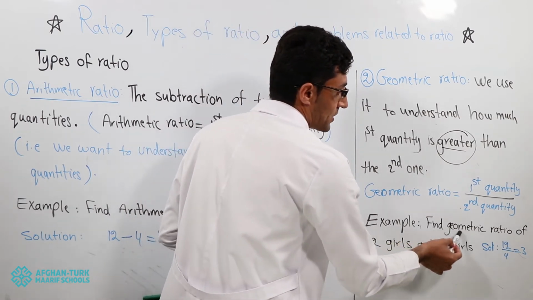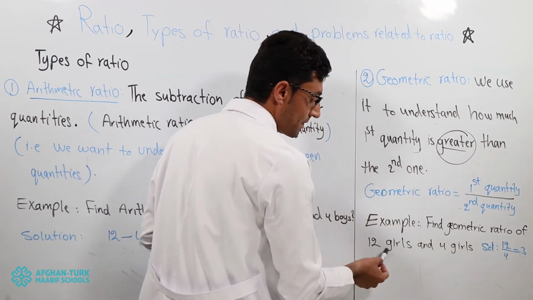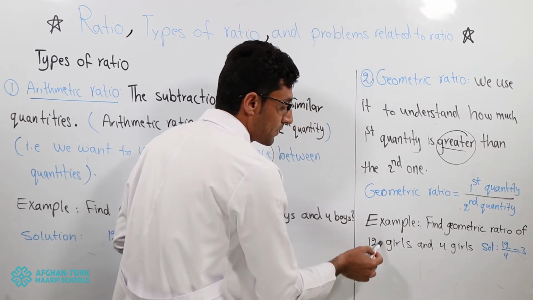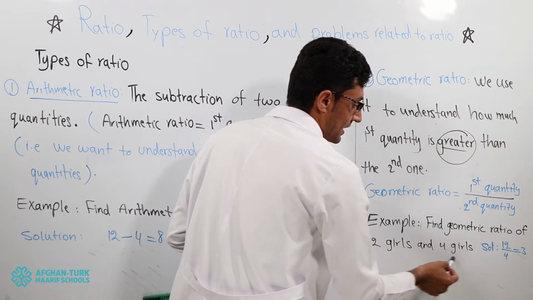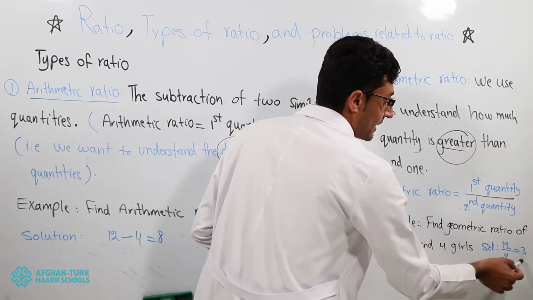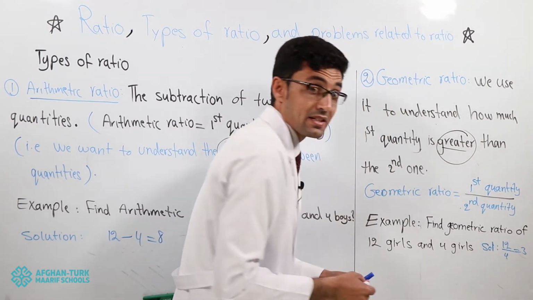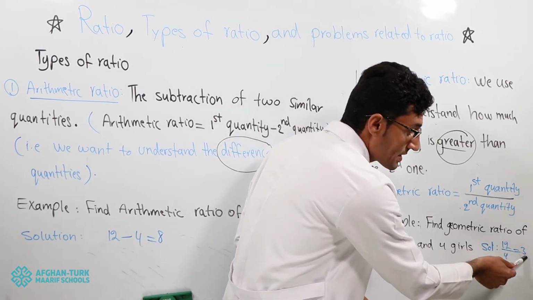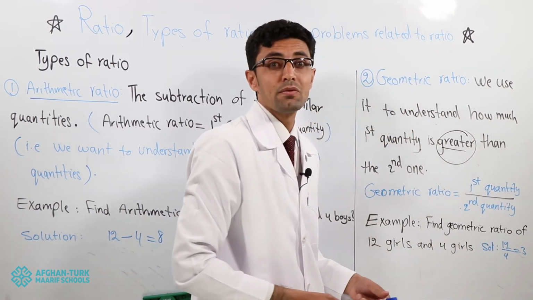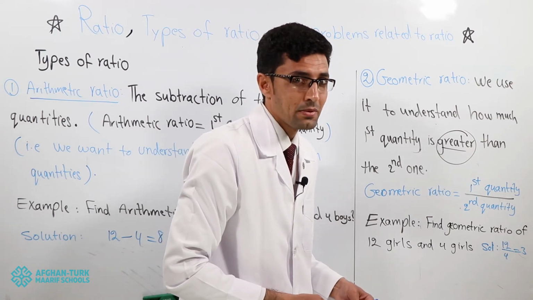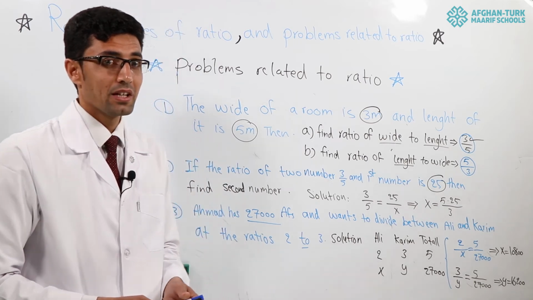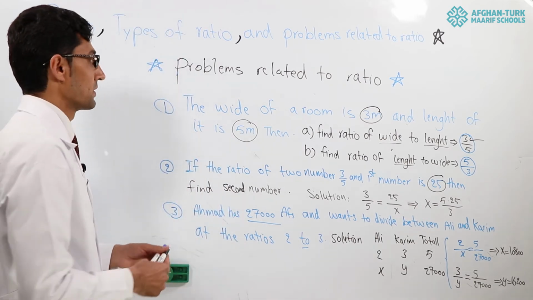Example. Find geometric ratio of 12 girls and 4 girls. Okay. In here we have 12 and in the denominator we have 4. It means, listen, 12 is 3 times greater than 4. How much is 3 multiplied by 4? 12.